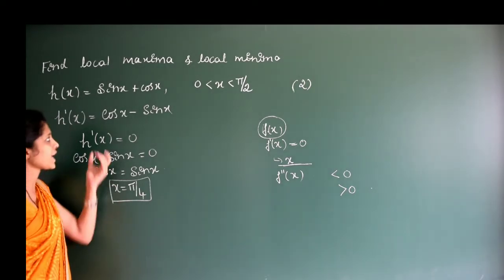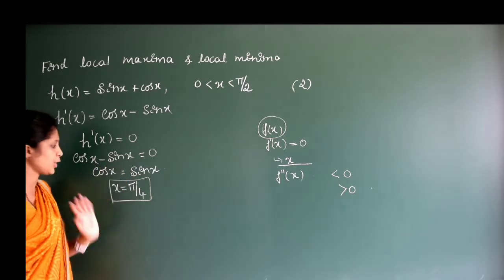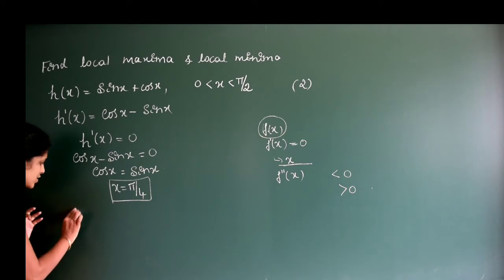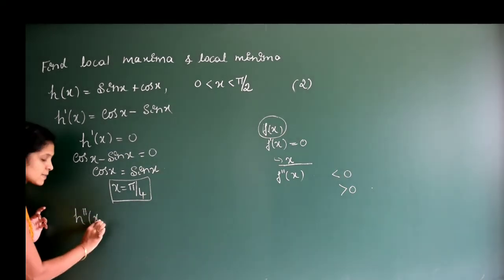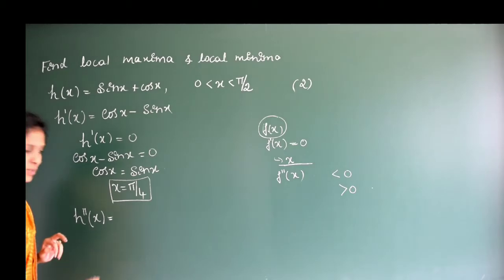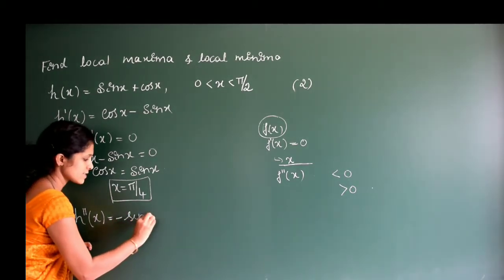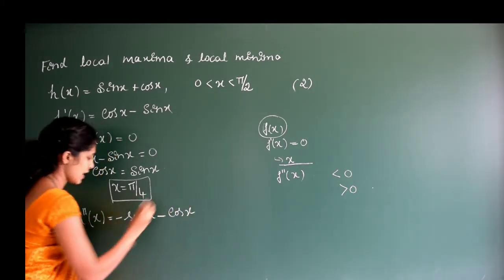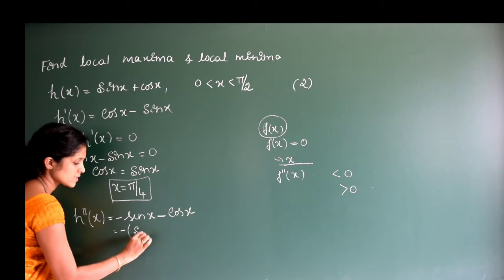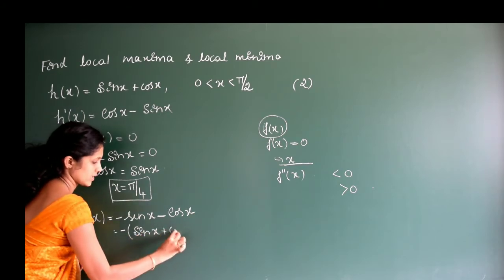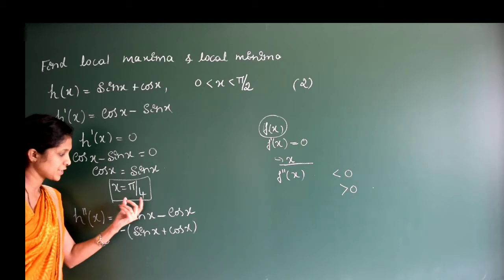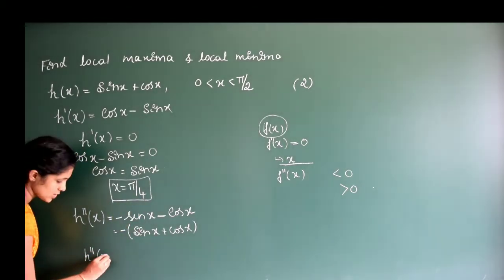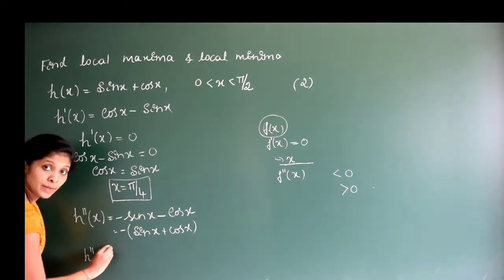Now to check whether it is a local maxima or local minima point, you have to differentiate this function again. We got h dash of x, we will differentiate this. h double dash of x is equal to the derivative of cos x, which is minus sin x, minus the derivative of sin x, which is cos x, right? So I can write this as minus of sin x plus cos x. Now we need to substitute the critical point and check whether it is greater than 0 or less than 0. For h double dash of x, we substitute pi by 4.